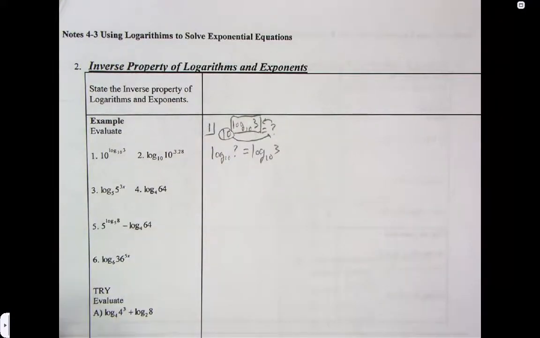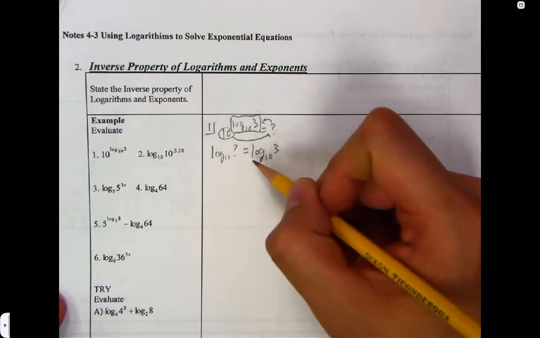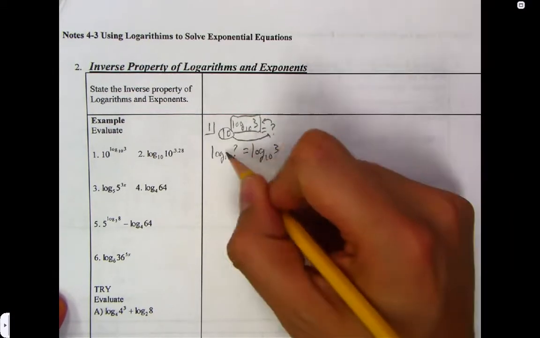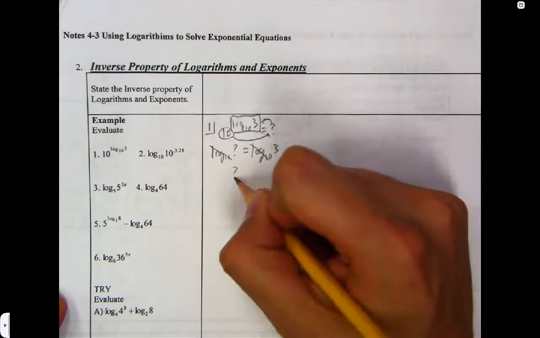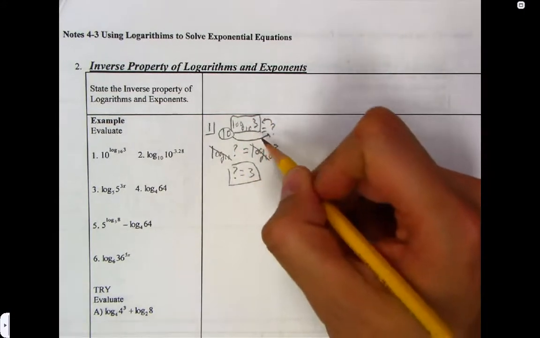Now that we see they're equal, the question mark has to equal 3, because the logs will cross out. Question mark equals 3. So 10 to the log base 10 of 3 is equal to 3.